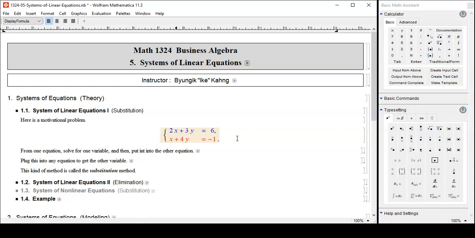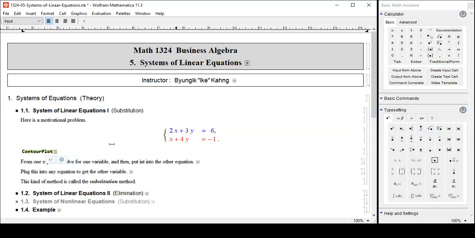Well, before going ahead with algebraic means to solve it and getting the answer, let me show you the answer visually so that you can make a reasonable guess first. So here we go. 2x plus 3y equals 6, x plus 4y equals negative 1, and x going from negative 5 to 5 and y going from negative 5 to 5 as well. That's just an initial guess. I can change it later.